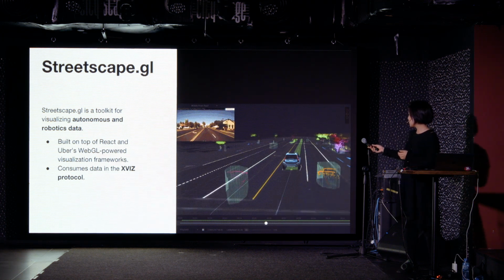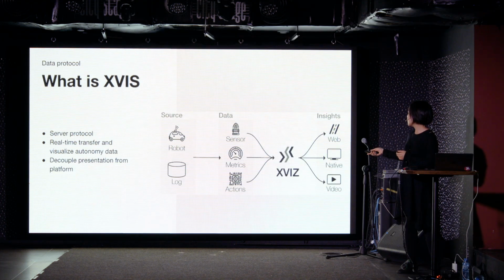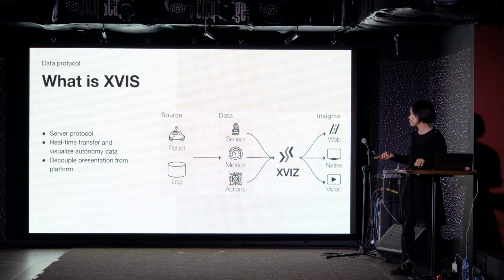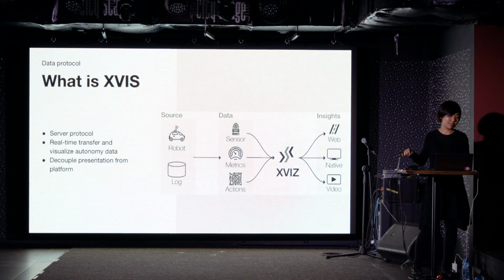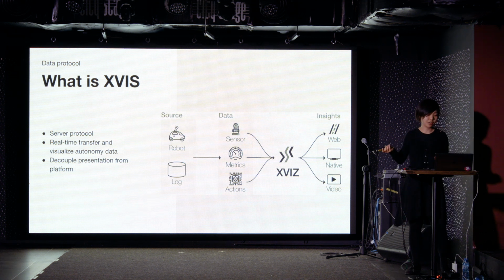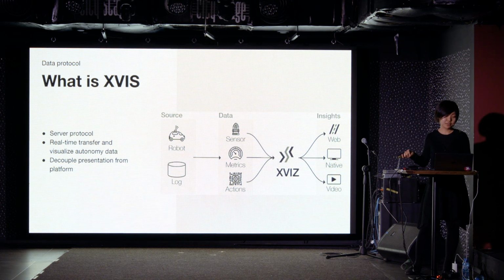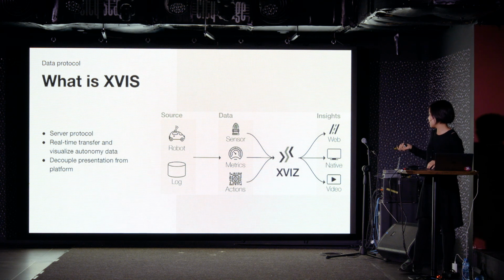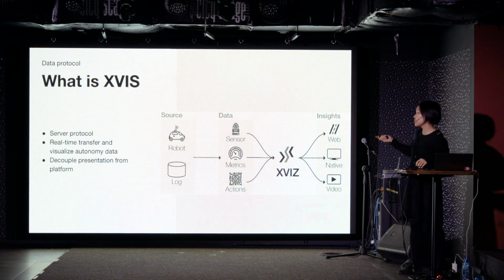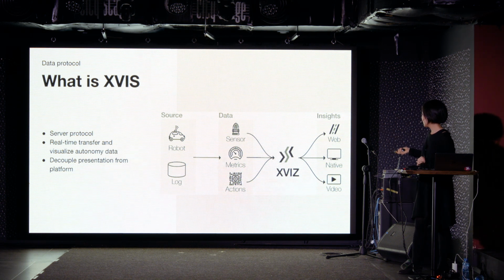And I'm going to introduce the AVS protocol for a little bit. What is AVS? AVS is a server-side protocol for real-time transfer and visualization of autonomy data. So the purpose of it is to decouple the platform from presentation.